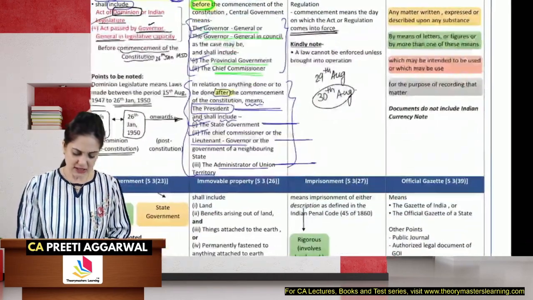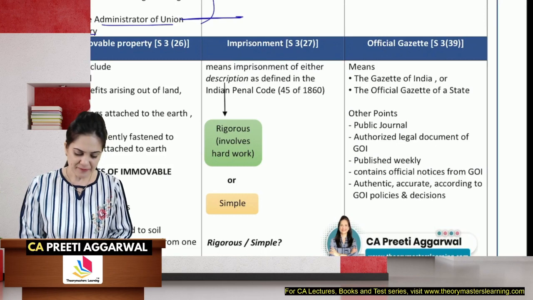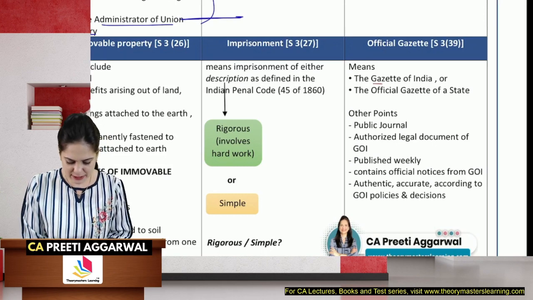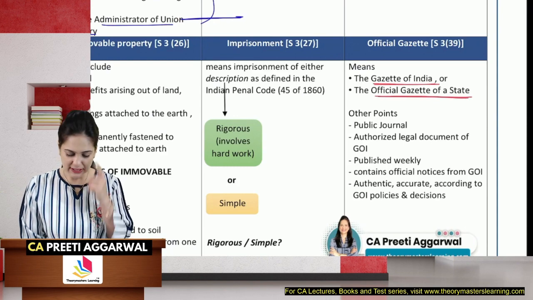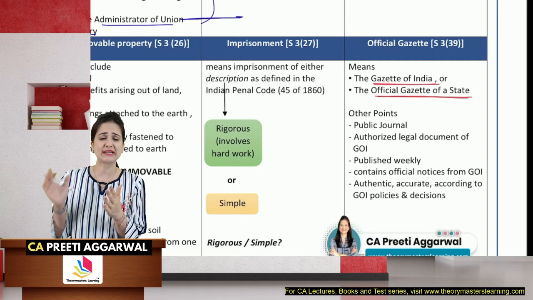We had discussed the meaning of official gazette. We'll go to that directly. Official gazette means Gazette of India or the Gazette of state. So if we are using a general word, that is official gazette, it can mean either of the state or it can mean the official gazette of India, that is central.